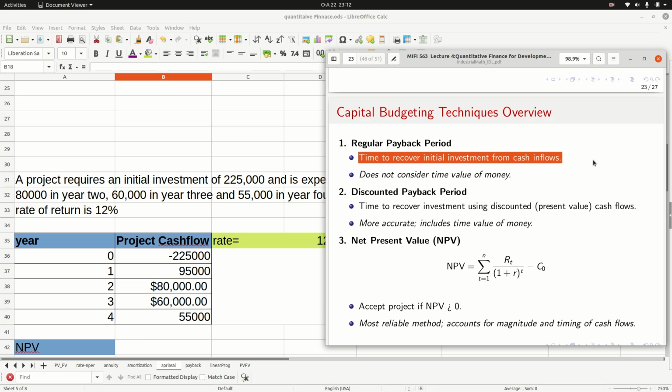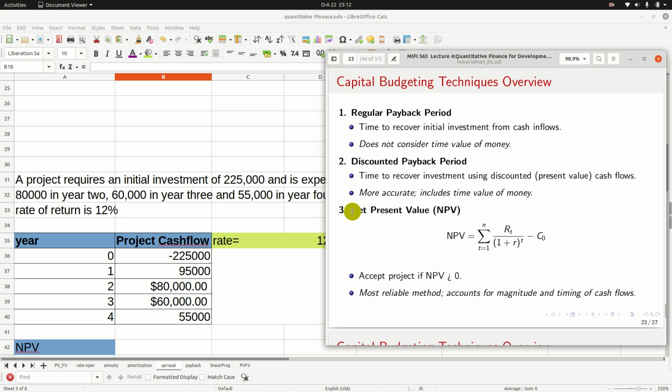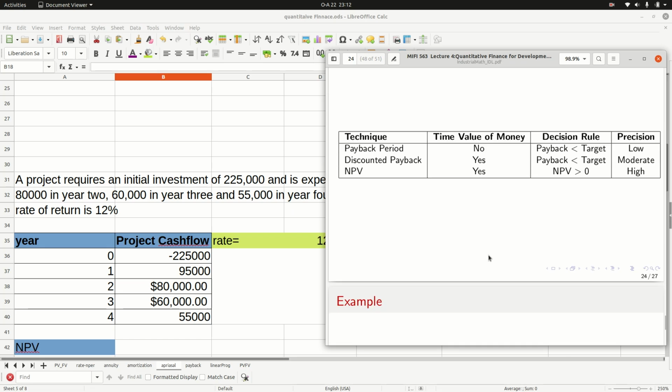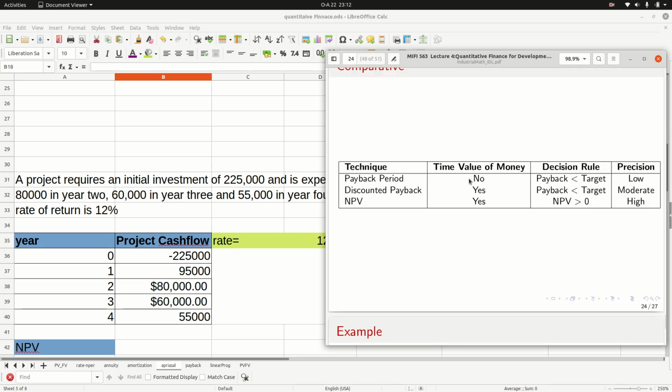But discounted is an upgrade of the regular, where now the discount rate comes into play. But more interesting, we want to look at the net present value, which takes into consideration all the cash flows with respect to the discount rate, and that is why we want to look at it. So I have a table here for you. It says, does payback take time value of money? No. Discounted and NPV, yes. What are the decisions? If your payback is less than the target, you are good to go. If your NPV is greater than 0, meaning it's positive, you are going to choose the project.